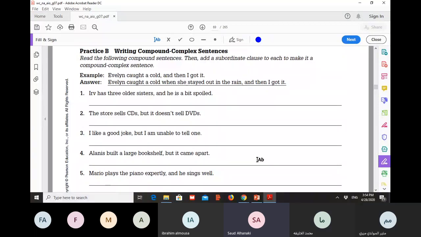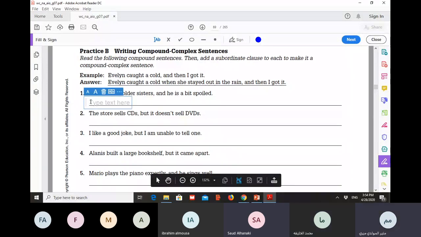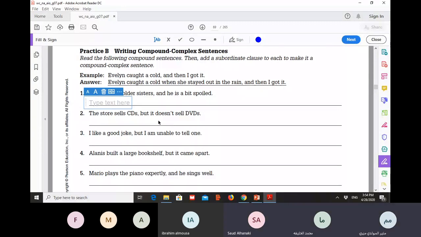"Irie has 3 older sisters and he is a bit spoiled." Irie has 3 older sisters. What do they do for him? What do you think they do? They spoil him. No, normally. So it is some contradictory fact. So he has 3 older sisters. Normally they took good care of him, but he is spoiled. So what should we write here? Irie has 3.